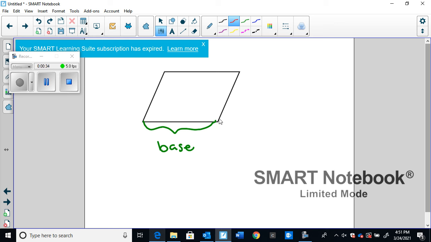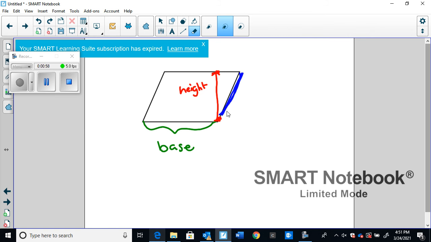And then the height is going to be straight from the bottom, straight to the top. Now, it's very important to know the difference between the height and just the side length. So for example, this slanted region here does not represent the height of this shape. If I was to measure a person's height, I'm not going to measure it at an angle. That wouldn't be accurate. So I have to measure it straight from the bottom, straight to the top. Okay, so that's very important.